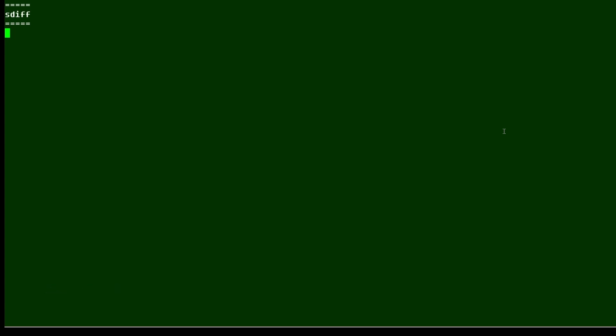In this Linux tip, we're going to look at the sdiff command. It compares text files side by side. And so here are a couple examples.